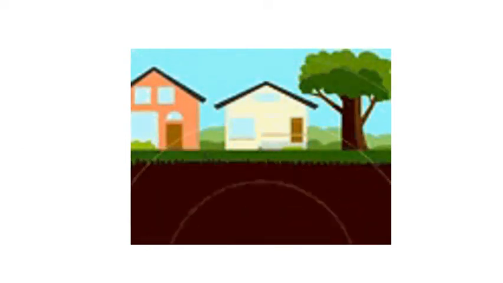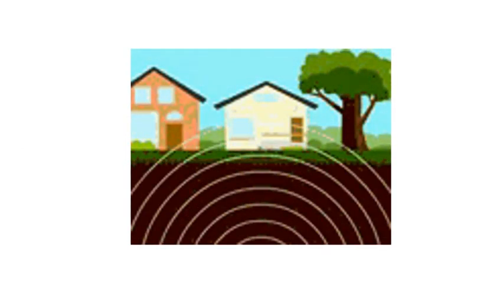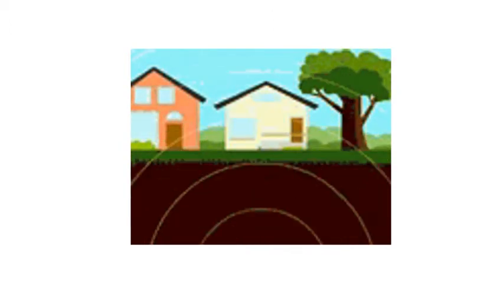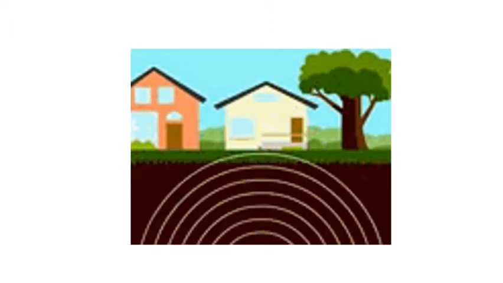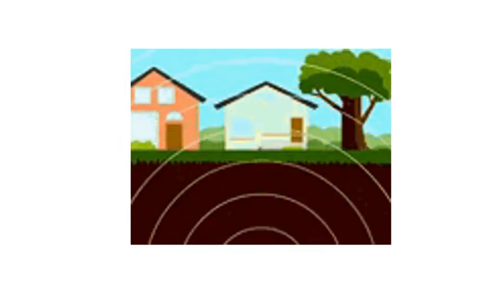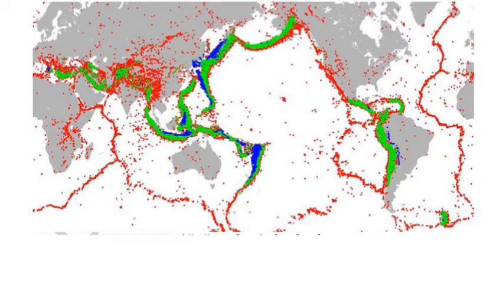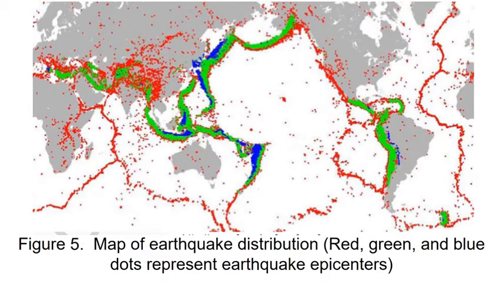Hey, what is this? Yes, you're right. This simulation means earthquake. And the first map that you are going to observe and study is the map of earthquake epicenters around the world. This is Figure 5, map of earthquake distribution. The red, green, and blue dots represent the earthquake epicenters. Kindly observe the pattern formed by the colored dots and try to identify their locations in the map.